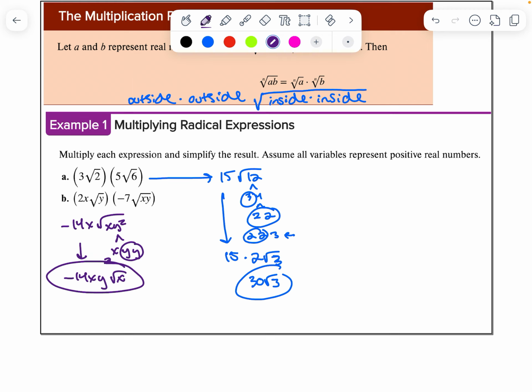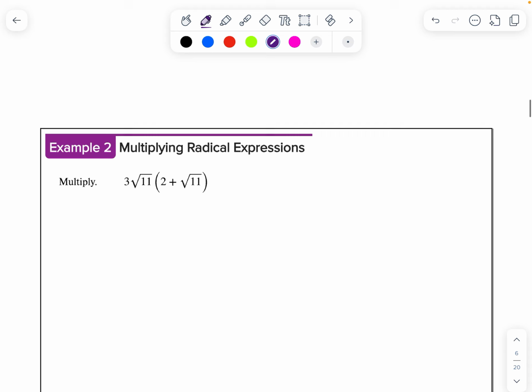So with addition, you have to have like terms. Notice that with multiplication, you don't have to have like terms. You can multiply any radical times any radical. What you're going to do is the outside times the outside and the inside times the inside. If we have to multiply an expression, so here we have a monomial and a binomial.